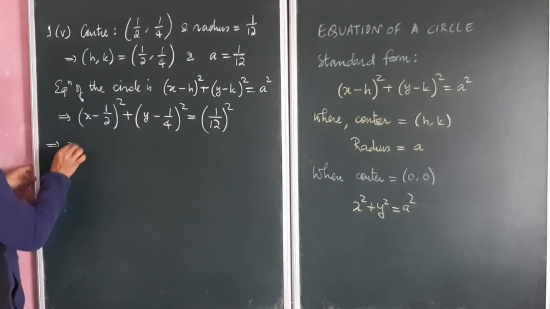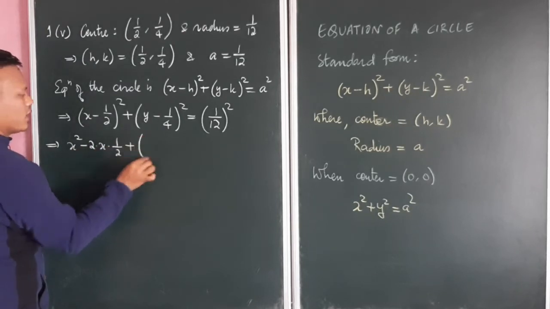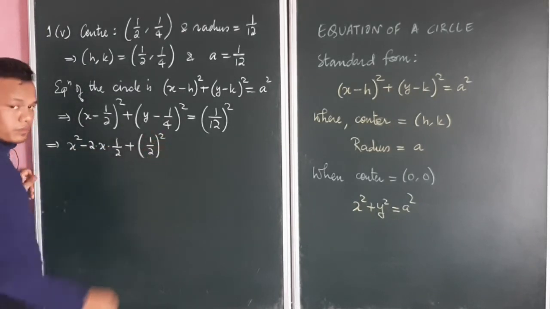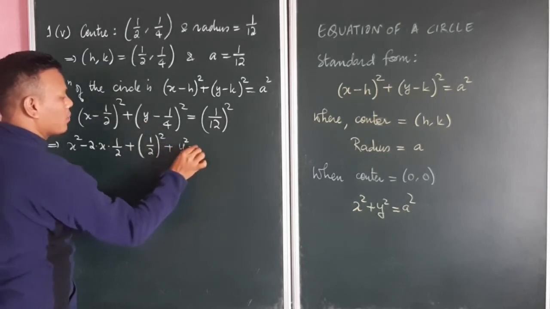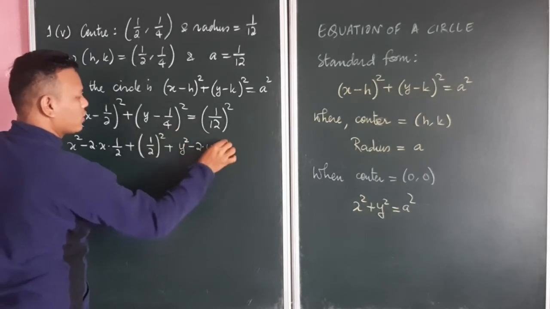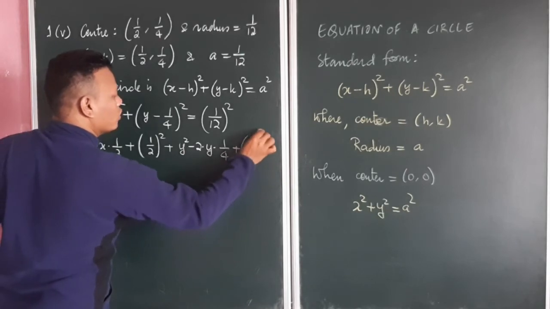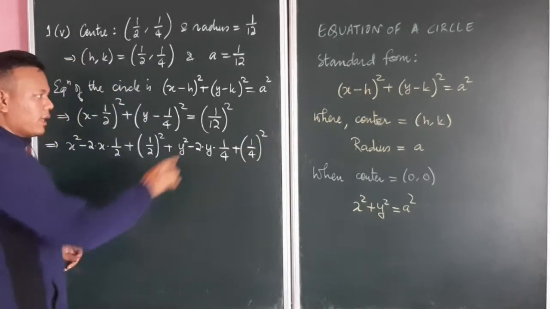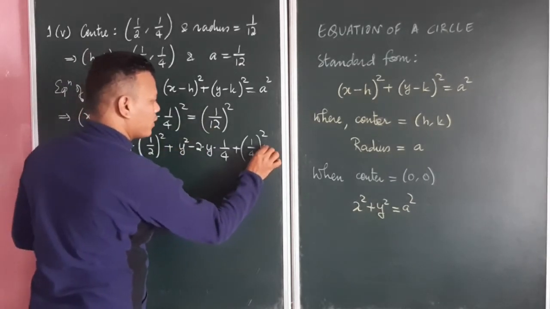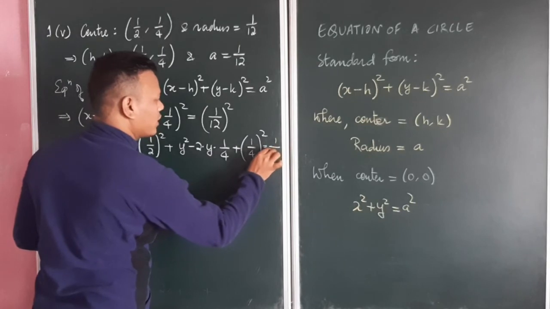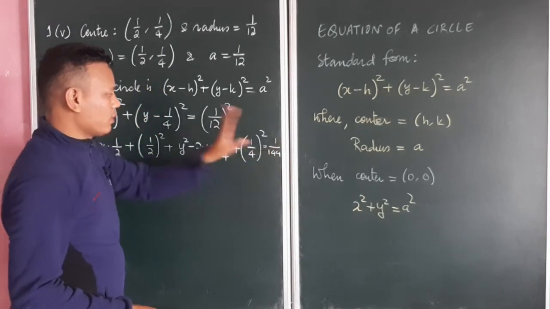This says a square minus 2ab plus b square. Similarly for here, we have a square minus 2ab, b is 1 by 4, plus b square, that is 1 by 4 whole square. And in the right hand side we have 1 by 12 whole square, which is 1 by 144. I don't have space here, so let me write it like this. I hope you are able to see.